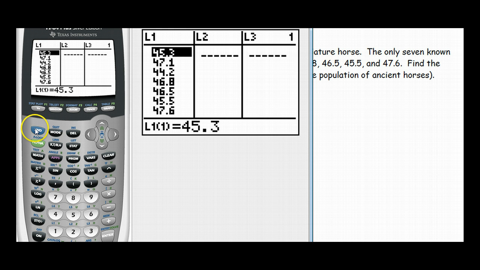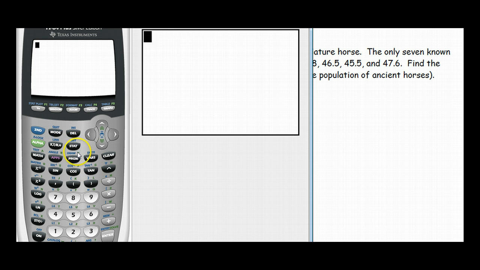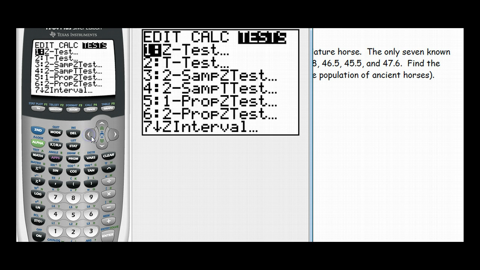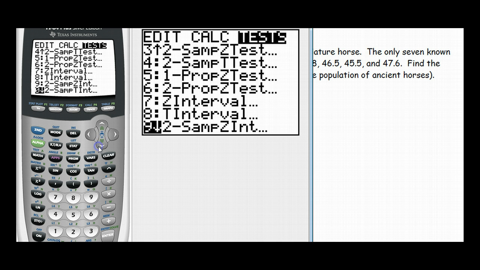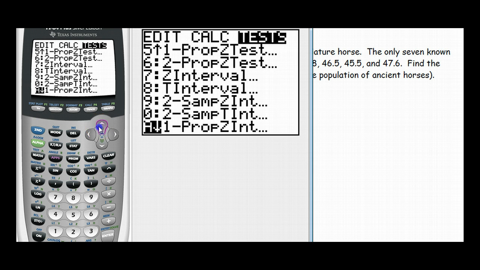Once you have them punched in, let's go ahead and go to stat. Oops, I pushed second by accident. Stat to test. And we're going down to t interval. So before we did 1 prop z int, which was down here. This time we're doing t interval because we're doing a t distribution and we're doing a confidence interval.